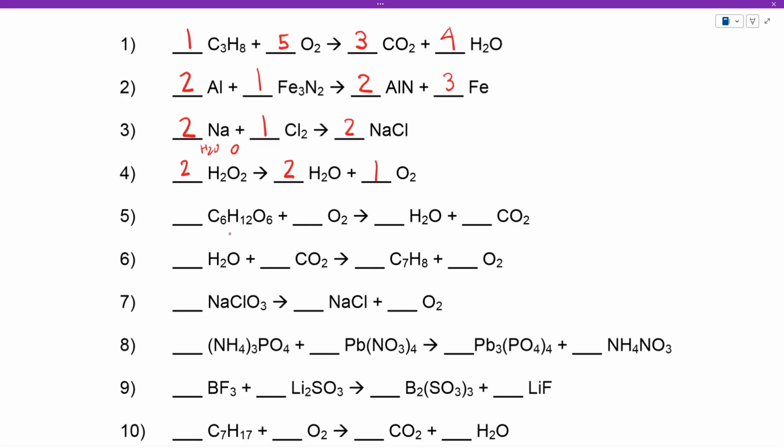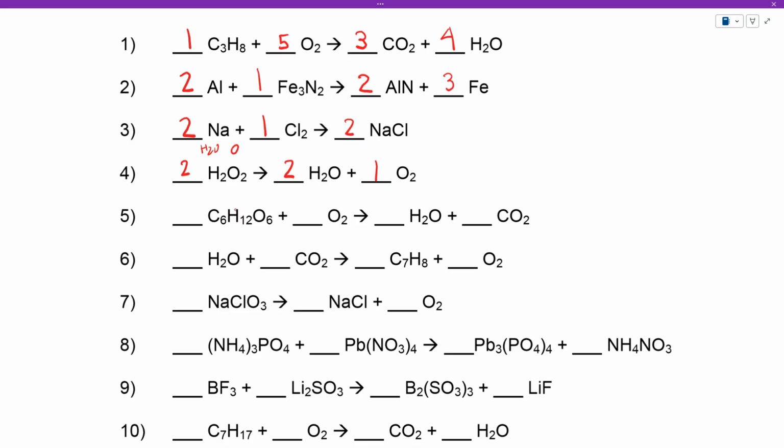Next, we have C6H12O6 plus O2 yields H2O plus CO2. So firstly, let's examine what kind of reaction this is. This seems to be a single displacement reaction.